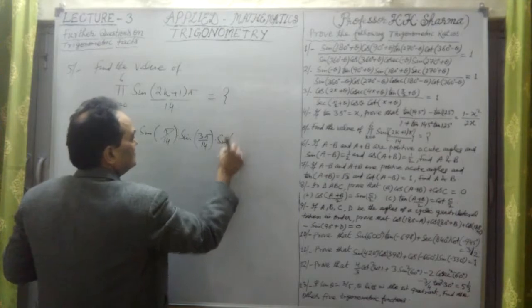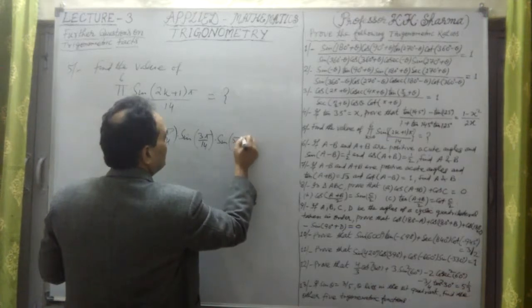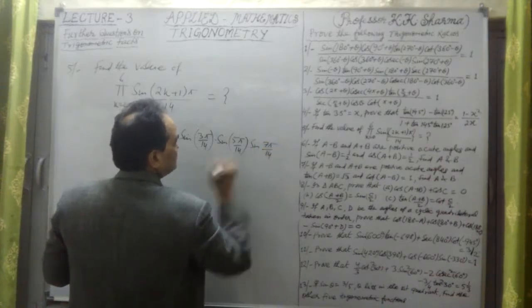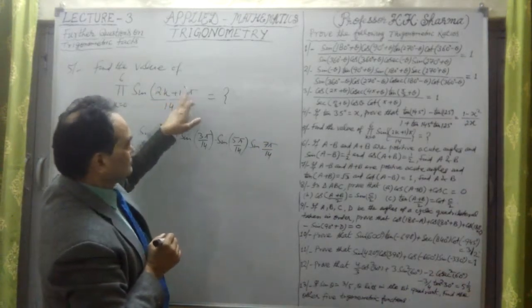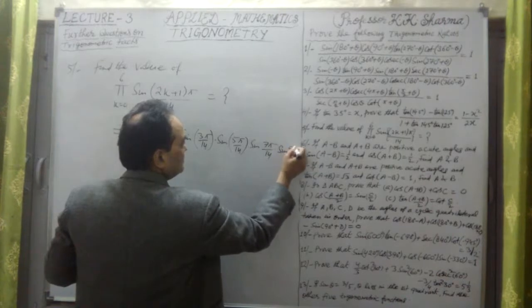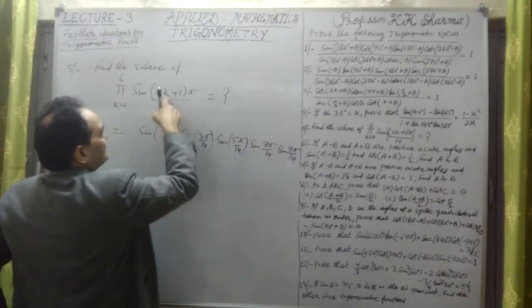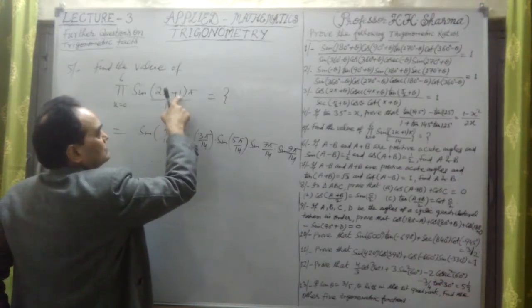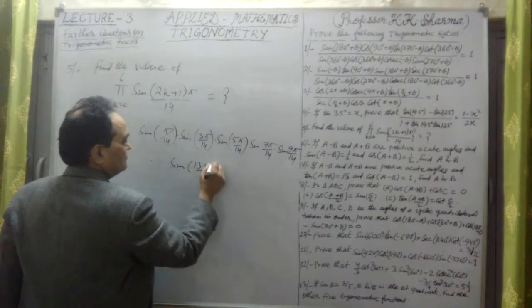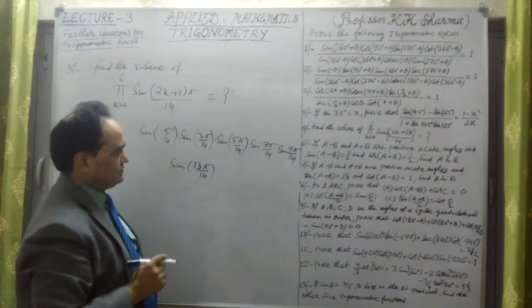Then again, into sine. If I put here 2, it will be 4 plus 1, 5. It is an odd multiple, sine 5 pi by 14. Again, it will be sine 7 pi by 14, and similarly sine 9 pi by 14. And if I put 6 here, this will be 12 plus 1, 13. It is sine 13 pi by 14. This is what we will obtain, up to 13 pi by 14.